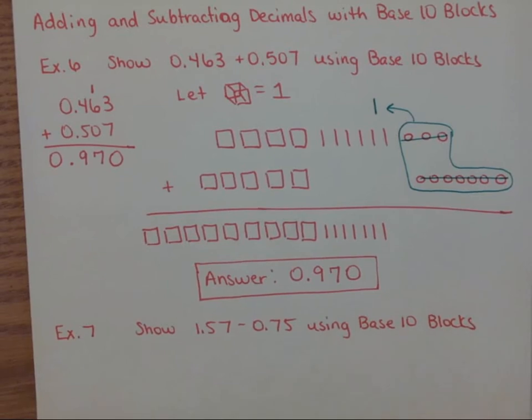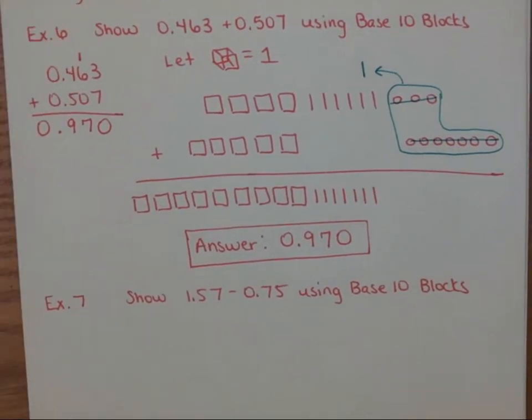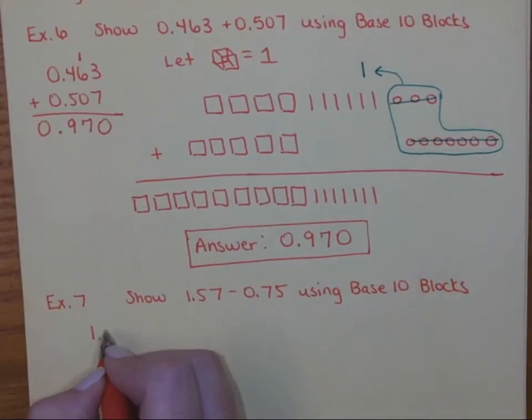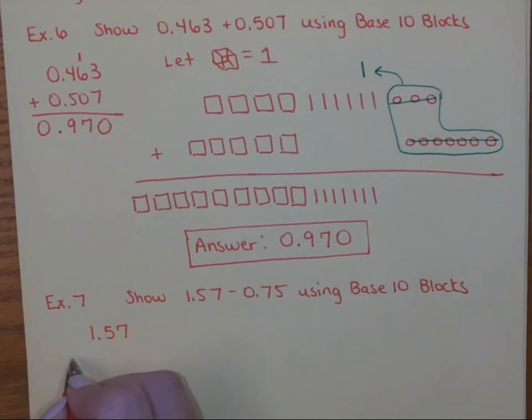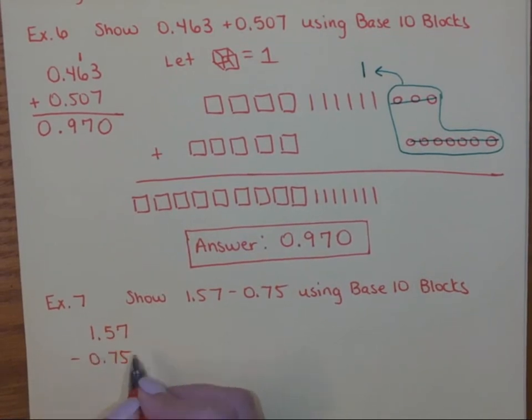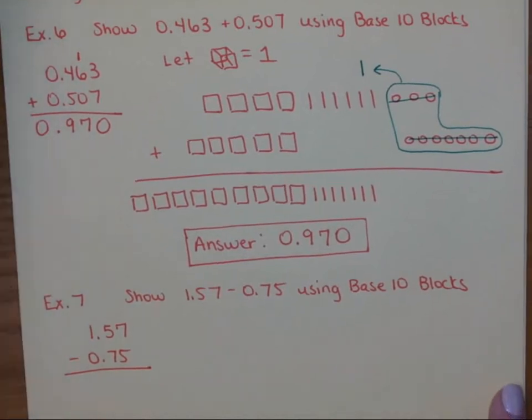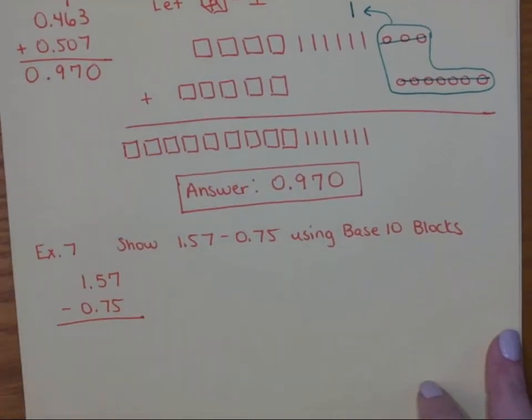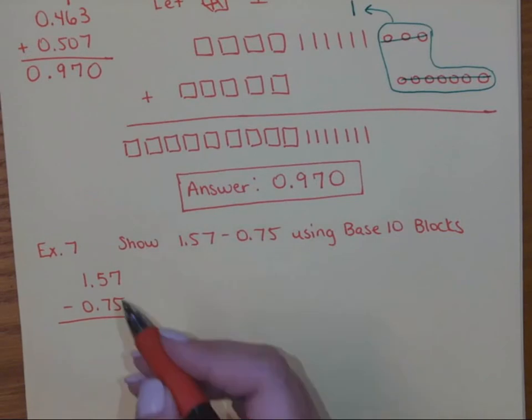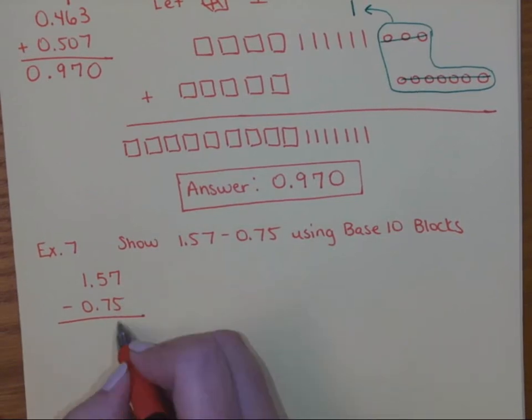So let's look at the subtraction version. So before we start, let's look at how we would do this. 1.57 minus 0.75. Just like with addition, we would make sure that our decimal is lined up. So we would start at the right and move left, right? 7 minus 5 is 2.